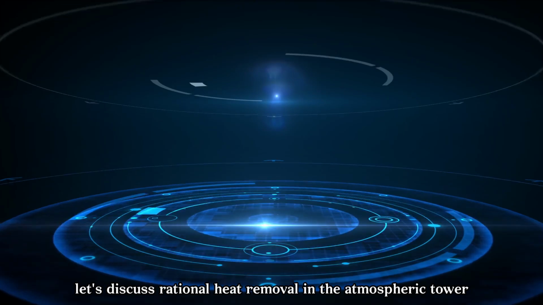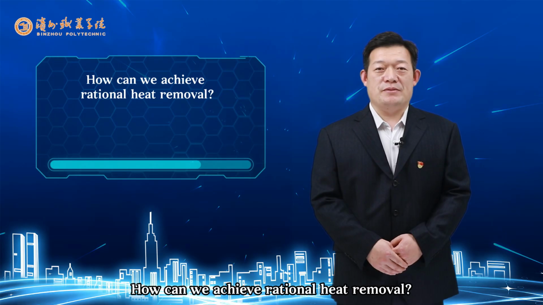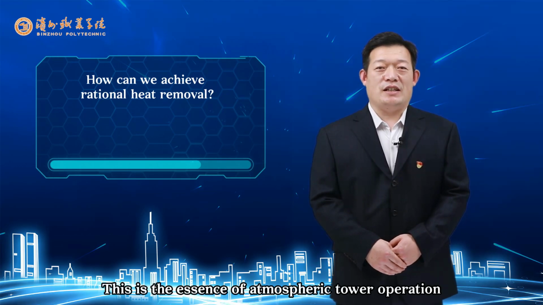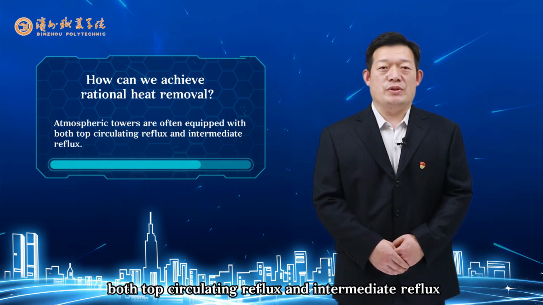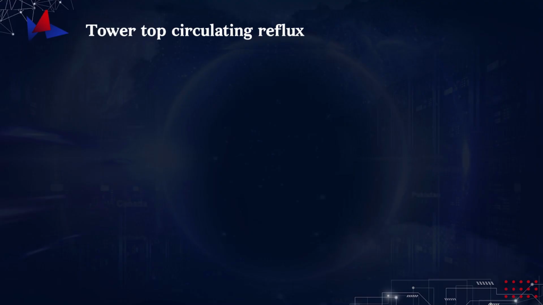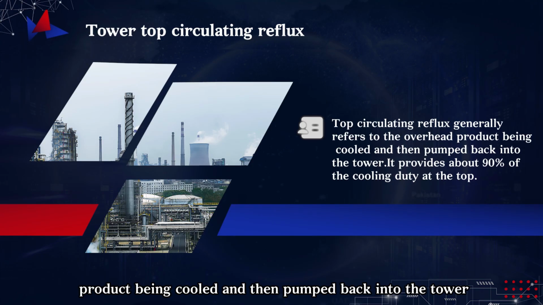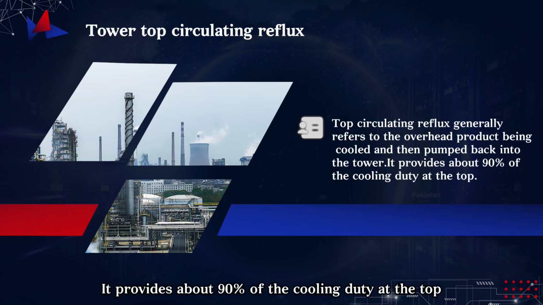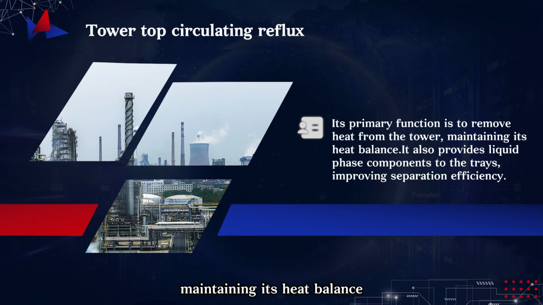Next, let's discuss rational heat removal in the atmospheric tower. How can we achieve rational heat removal? This is the essence of atmospheric tower operation. Atmospheric towers are often equipped with both top circulating reflux and intermediate reflux. Top circulating reflux generally refers to the overhead product being cooled and then pumped back into the tower. It provides about 90% of the cooling duty at the top. Its primary function is to remove heat from the tower, maintaining its heat balance. It also provides liquid phase components to the trays, improving separation efficiency.